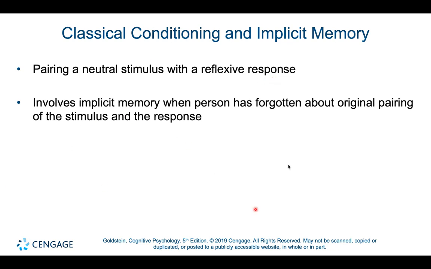And so the key here, the reason this is an implicit memory, is because even after you have forgotten about the original pairing, right, the stimulus still elicits the reflexive response. And so the past is still impacting your present behavior. So it is a form of memory, even though you don't need to recall or recollect anything about the conditioning paradigm. Right? The presentation of the stimulus, the bell, still elicits salivation, even if you don't remember when you were trained, right? Quote unquote.